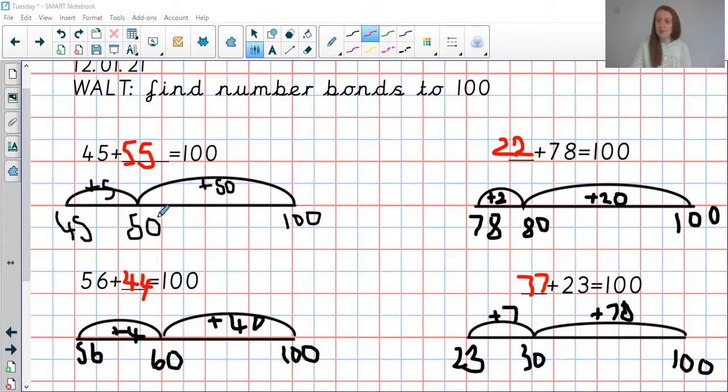I'll just go back to it. You write the sum like I had here. Draw yourself a line, use a ruler if you've got one. Again, if you don't have the facilities at home, that is fine. But if you've got one, please do use one.